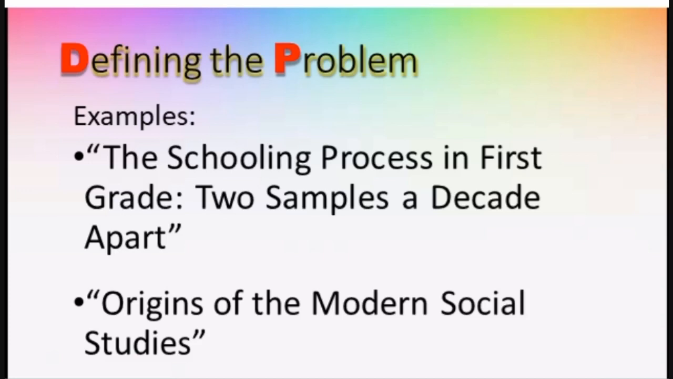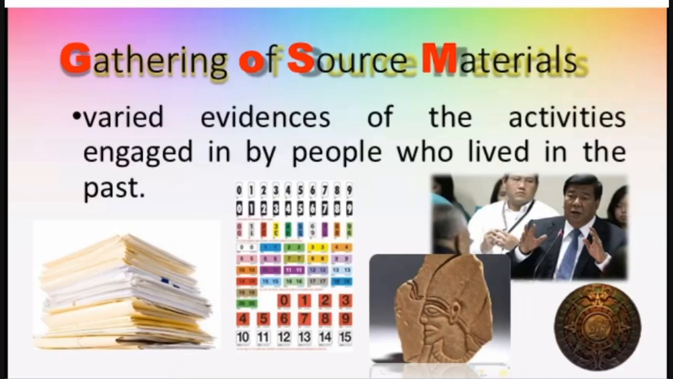First standard, a decade apart, two samples a decade apart. That is 2000 to 2010, one decade, 2011 to 2020, another decade. Simple as that. So, they are comparing the schooling process for 2 decades, two samples. They are taking two samples. Simple. Origins of the modern social studies, right? How the modern social studies evolved.